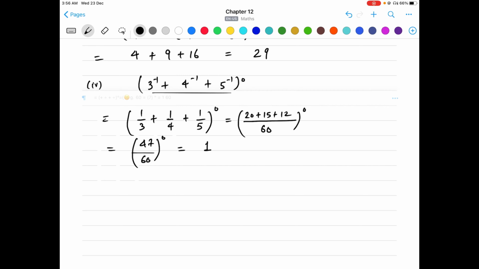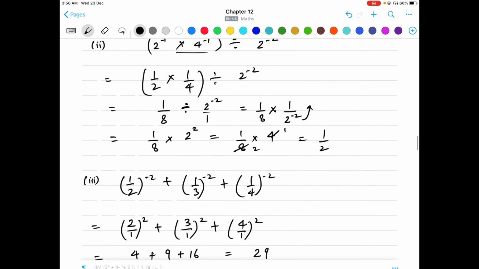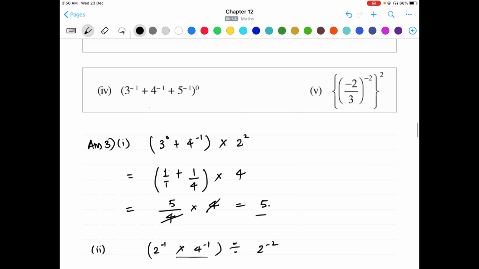Or without solving this, you can also write directly that this whole number having power 0 means its answer will be equal to 1. In the bracket you will write the law which is used, that is a power 0 is always equal to 1. I hope you understood. So anything power 0 is equal to 1, and as the whole power is 0, it should be directly equal to 1.